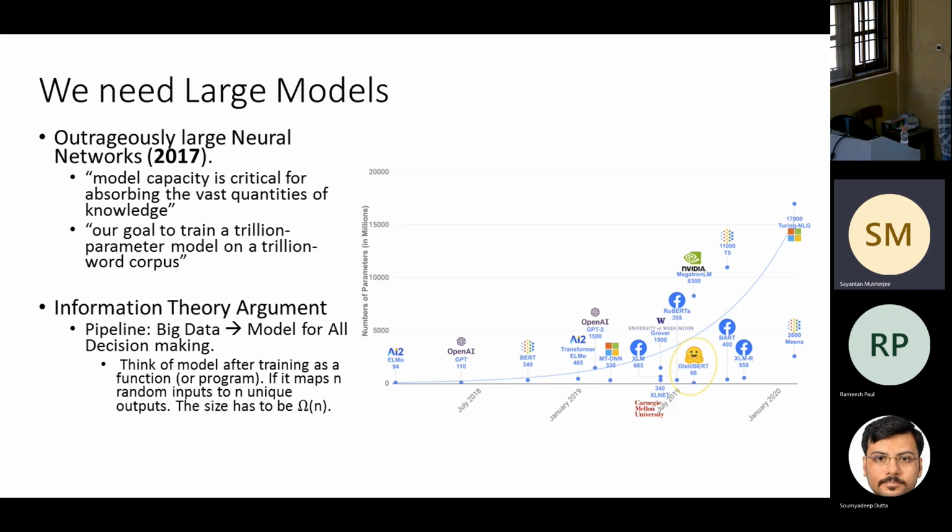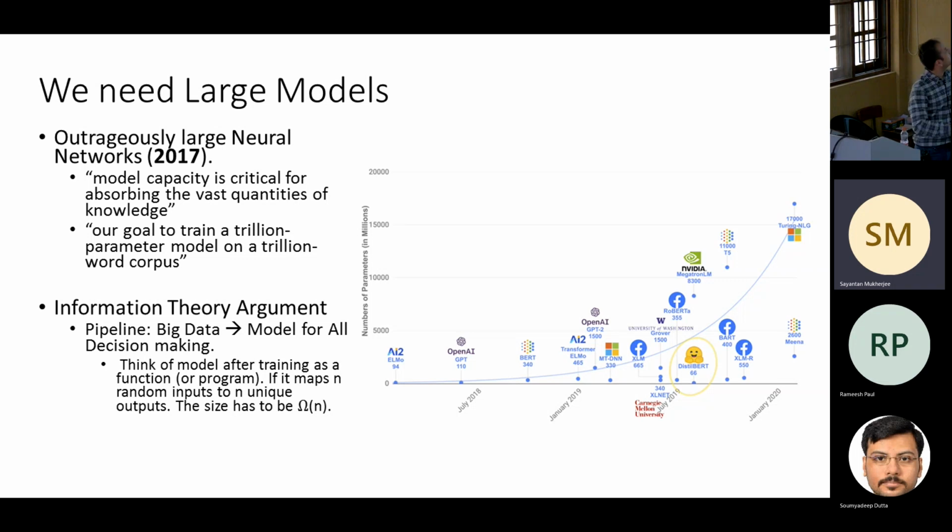But what has happened over a period of time is that the model size is increasing a lot. I'm just trying to cite a paper that Google published in 2017, in which they were trying to train a large language model on a corpus that has about 100 billion words. And they trained about a 100 billion parameter model for that.